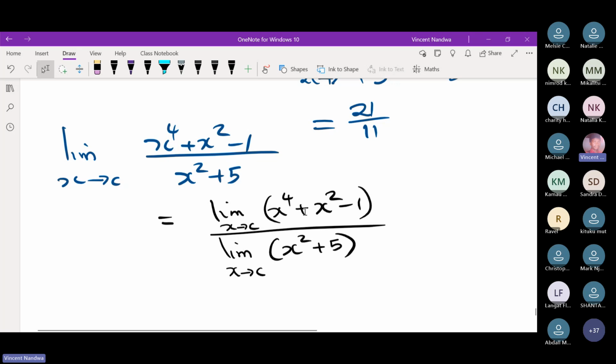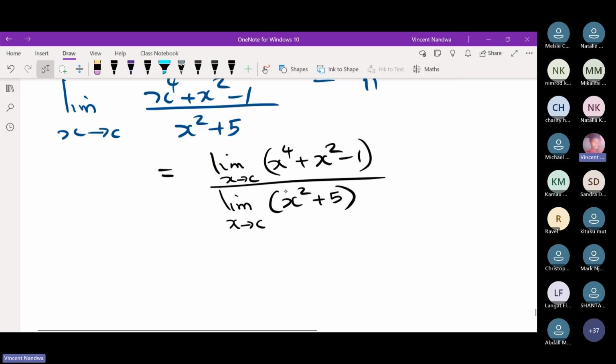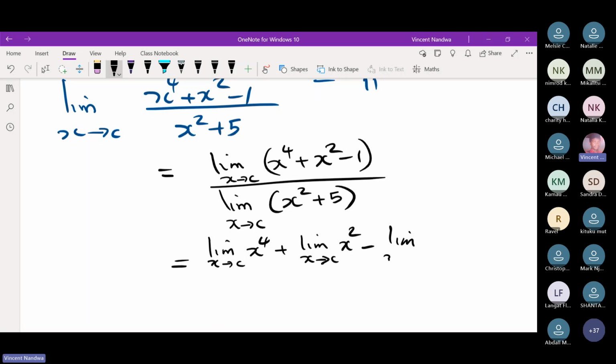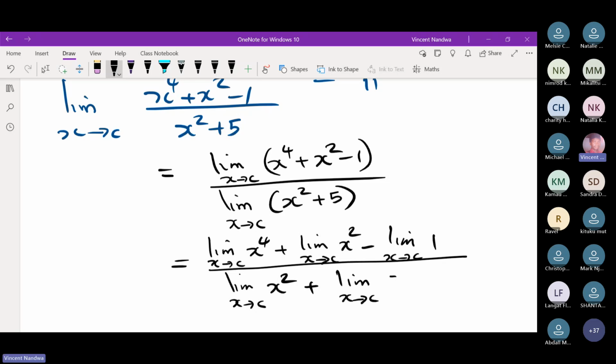So then after the quotient rule, in the numerator we use both the sum and difference rules. So we'll have the limit as x approaches c of x to the power 4 plus the limit as x approaches c of x squared minus the limit as x approaches c of 1, divided by the limit as x approaches c of x squared plus the limit as x approaches c of 5.